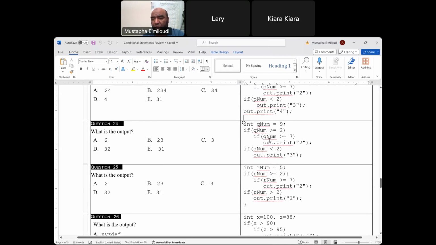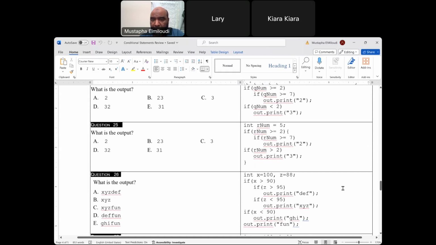So are these two true? 9 is higher than 2, higher than 7. Yes, so you print 2. And the last if statement is false, so 3 will not be printed. Only 2, that's A.